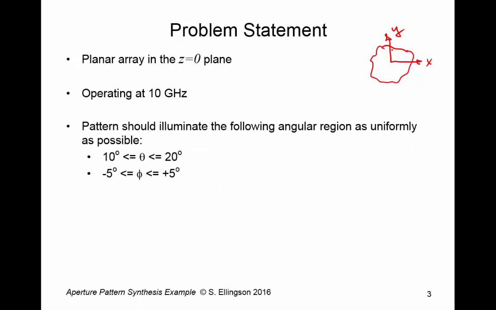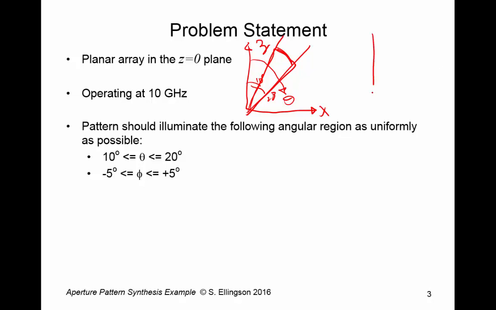The pattern should illuminate the following angular region as uniformly as possible. So in this coordinate system, we want to achieve roughly uniform directivity from theta ranging from 10 to 20 degrees and phi ranging from minus 5 to plus 5 degrees. So let me show you some pictures to try to illustrate that a little bit more clearly. Here's X, here's Z. So angles theta go this way. And so we're talking about roughly uniform directivity over the range from 10 degrees to 20 degrees. To show this as phi, in the XY plane, what we're talking about is something that looks like this, where these angles are 5 degrees each.